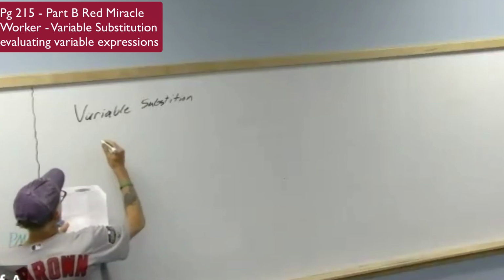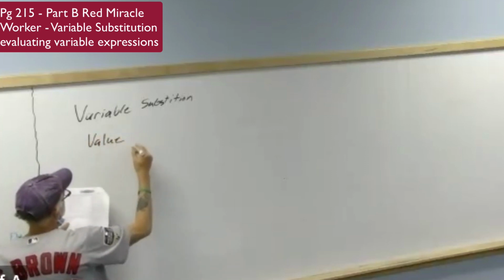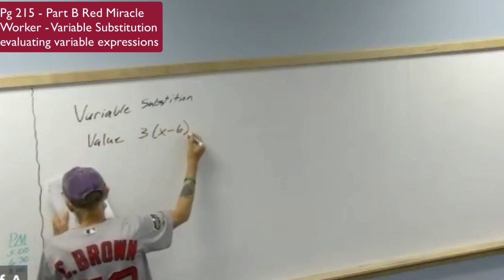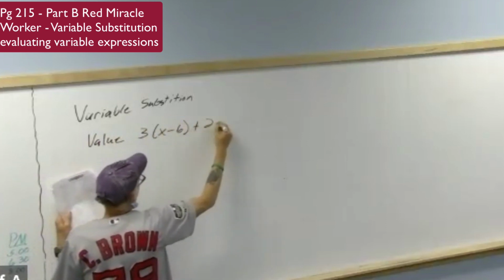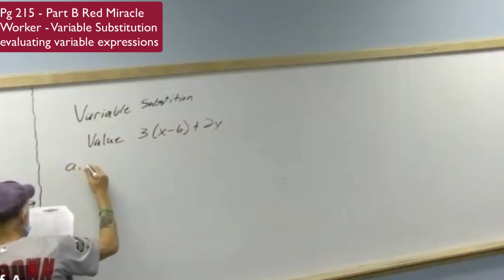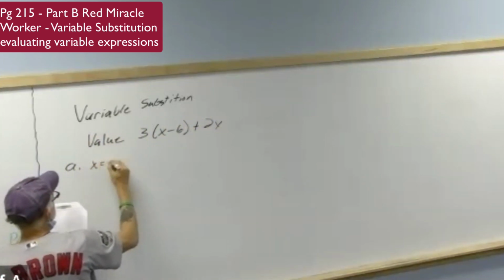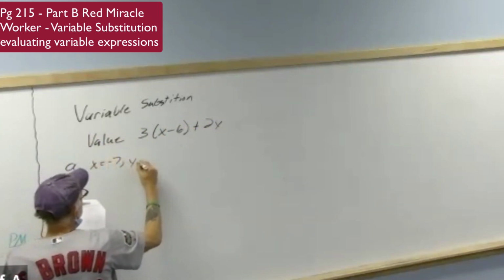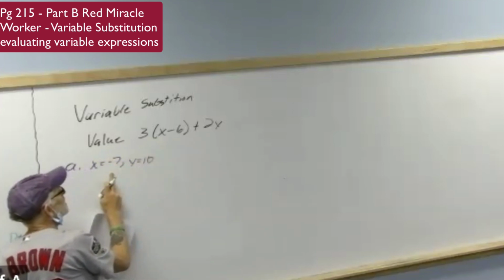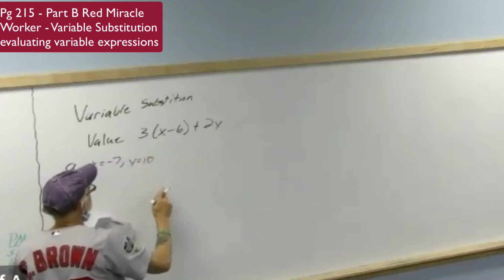What is the value of 3 times the difference of x and 6, plus 2y. Now there's 4 answers here. This isn't a multiple choice, so there's 4 different problems you have to do. And A says when x equals -7 and y equals 10. Okay? So what I'm going to do is where there's an x, I'm going to put the number -7. Where there's a y, I'm going to put the number 10.